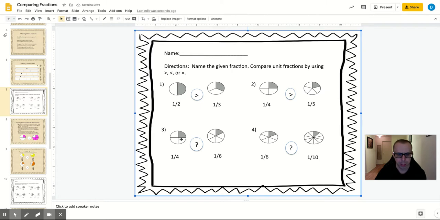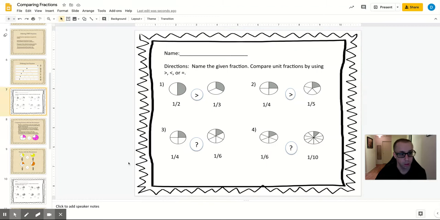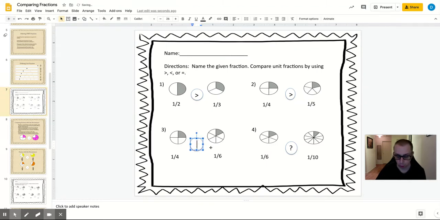Same thing can be said here. We have 1/4 and we have 1/6. The numerators are the same. We have 1 and 1. So then we look at the denominators and we compare them, but we're not looking for the bigger denominator. We're looking for the smaller denominator, which will actually be the bigger fraction. So 1/4 is greater than 1/6. And also 1/6 is greater than 1/10. And the picture representations help you to see that.